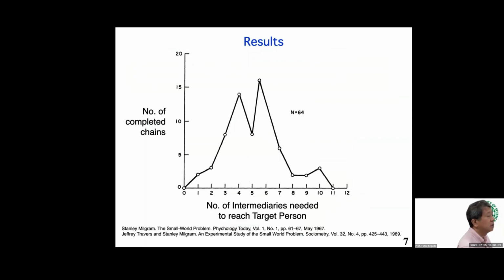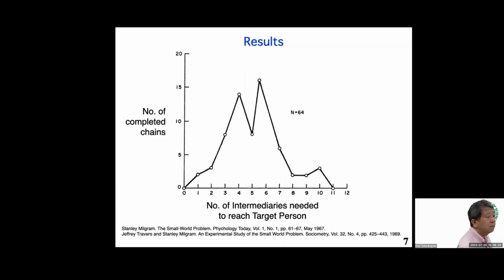This is the result. The horizontal axis of the graph is the number of persons needed to reach a target person, and the vertical axis is the number of letters that reached the target person. So the total number of letters that arrived in this experiment is 64, as shown here.